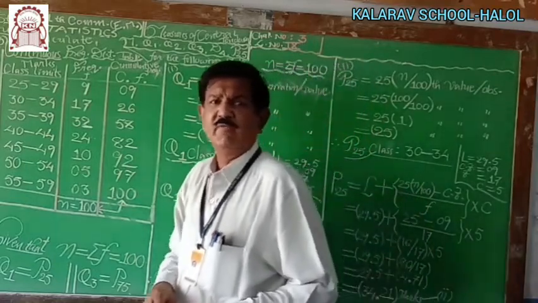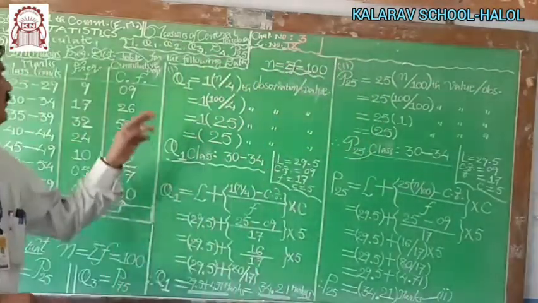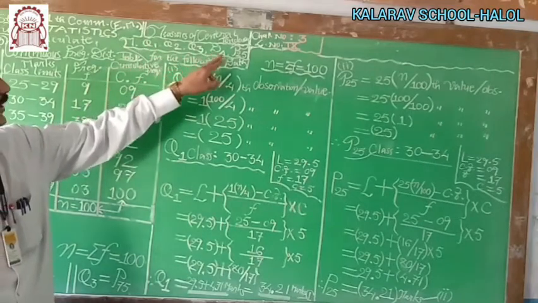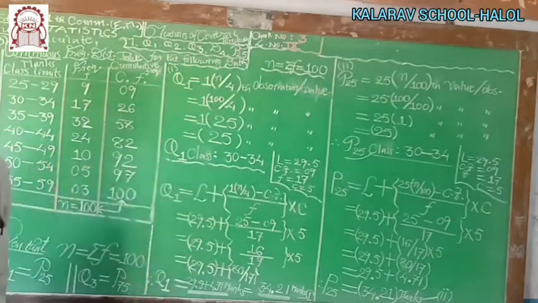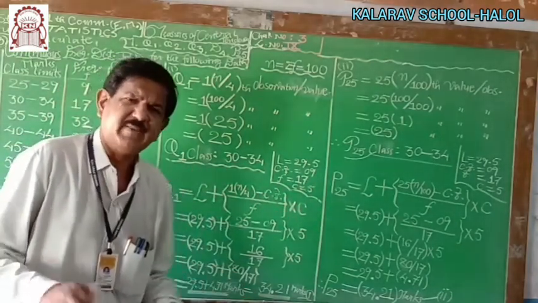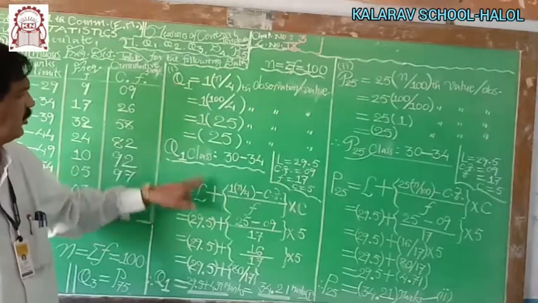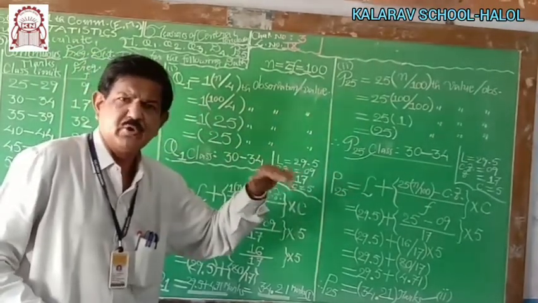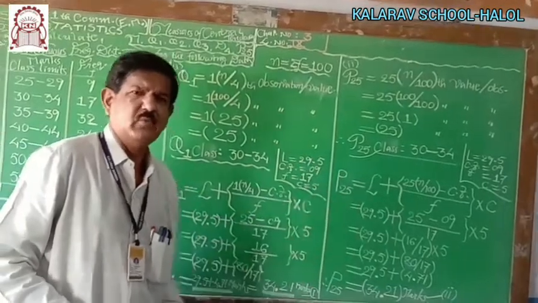Now, what is required here? Computation of median, Q1, Q2, Q3, P4 and P20. But for convenience, as there is a space limitation, we compute only 2 measurements: Q1 among the quartiles and P25 among the percentiles. The remaining measurements you have to compute yourself at home.